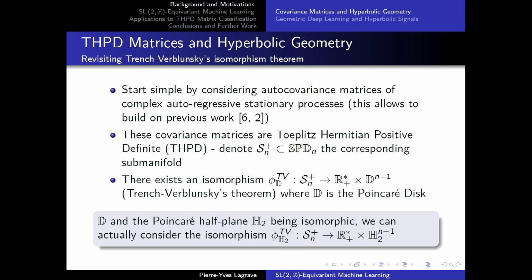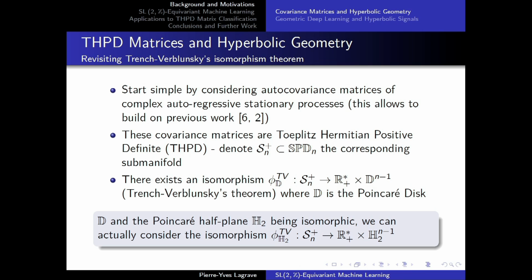So in the following, I will denote S_n^+ the set of these THPD matrices. This is a submanifold of the SPD manifold. And what is interesting is that you have a theorem from Trench and Verblunsky, which is basically telling you that you have an isomorphism between the set of these matrices and a product space between R_+^* and n-1 copies of the Poincaré disk.